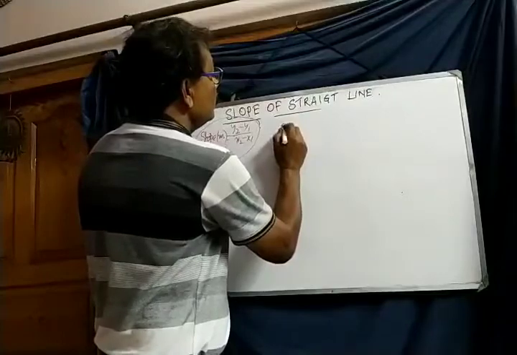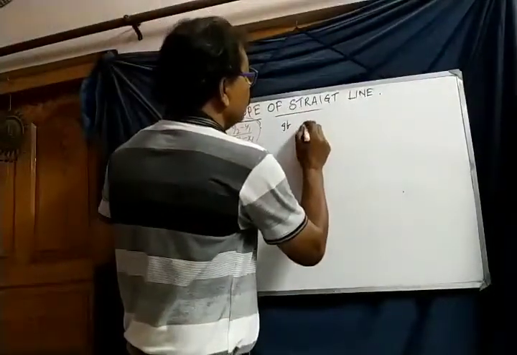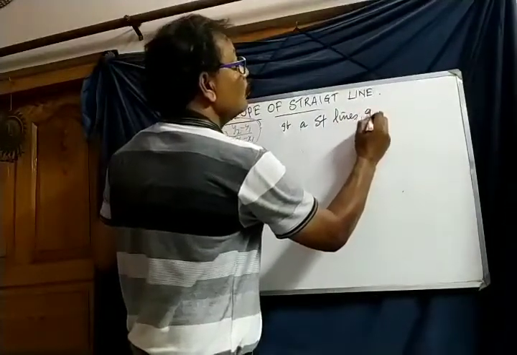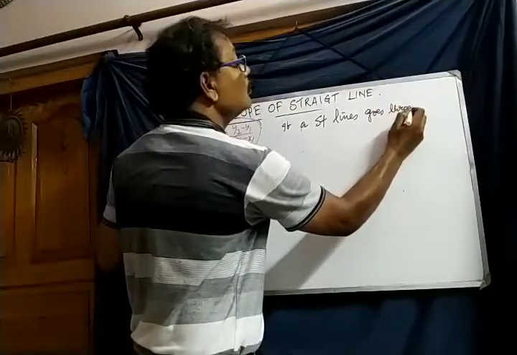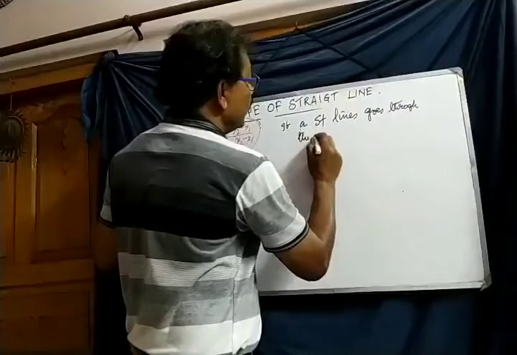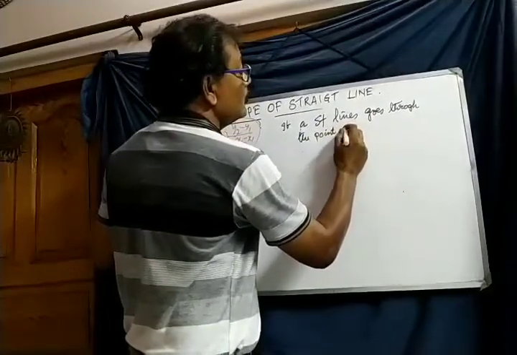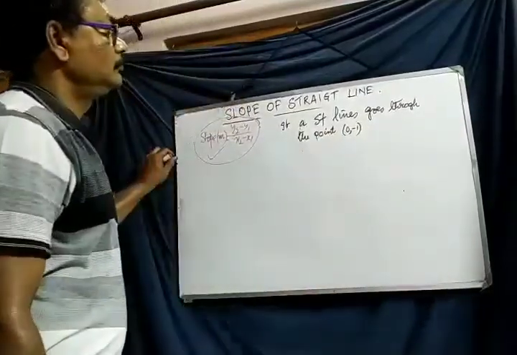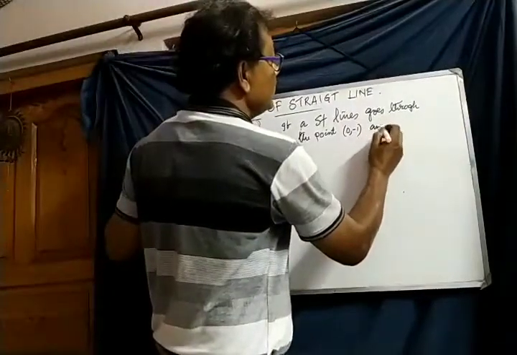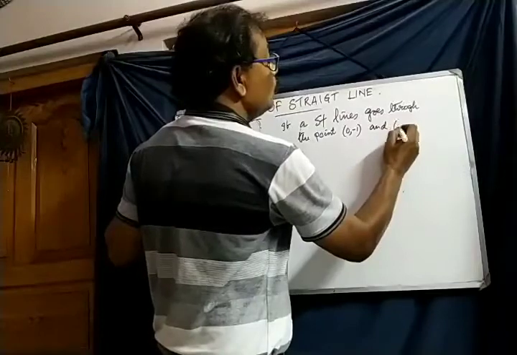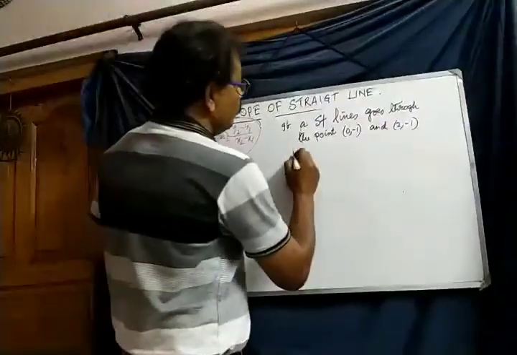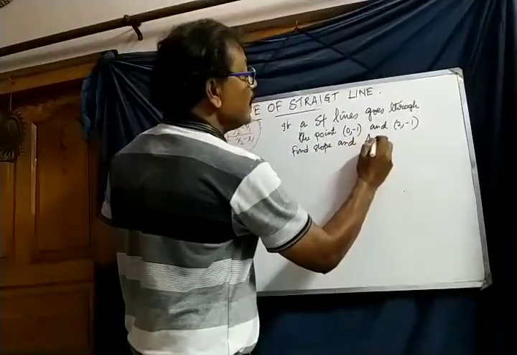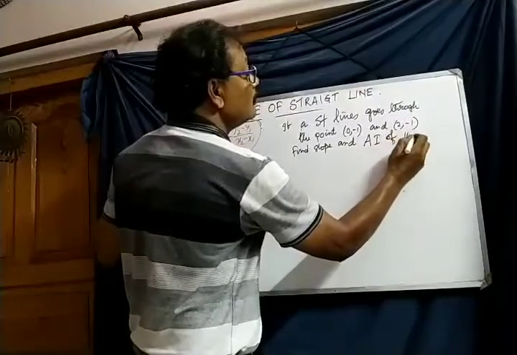Now look, we come to this: if a straight line goes through the points (0, -1) and (2, -1), find the slope and the angle of inclination of the straight line.